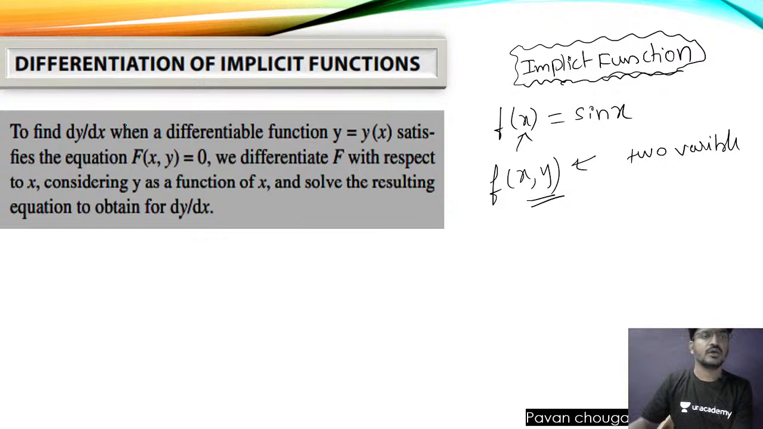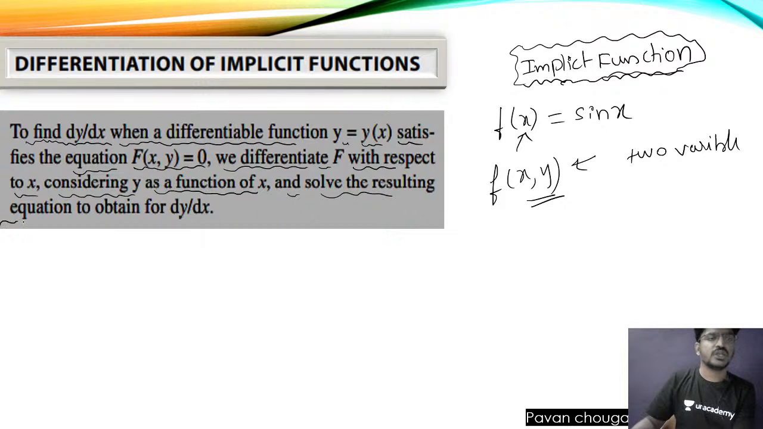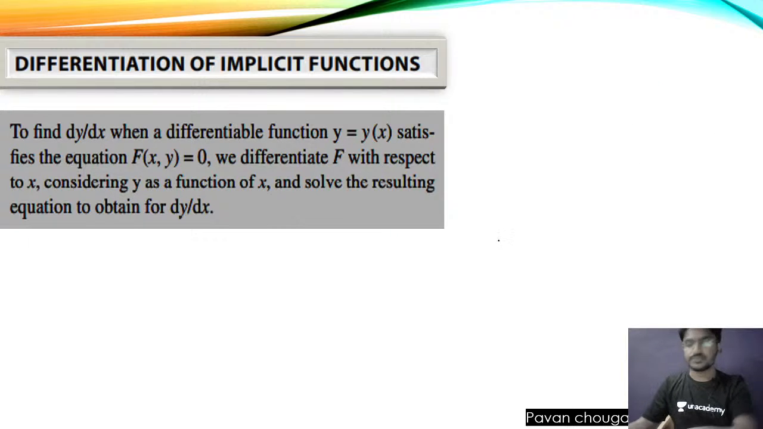Clear? See here. To find dy by dx when a differentiable function y equal to y of x satisfies the equation f of x comma y equal to 0, we differentiate f with respect to x, considering y as a function of x, and solve the resulting equation to obtain dy by dx. If you don't understand this particular thing, please listen to my explanation, so it will be very easy.